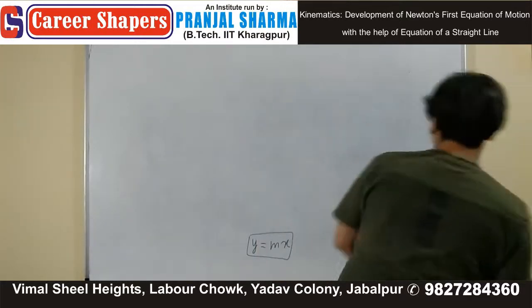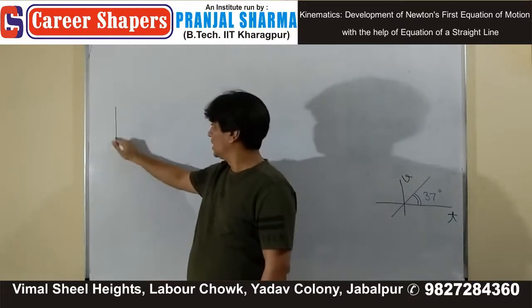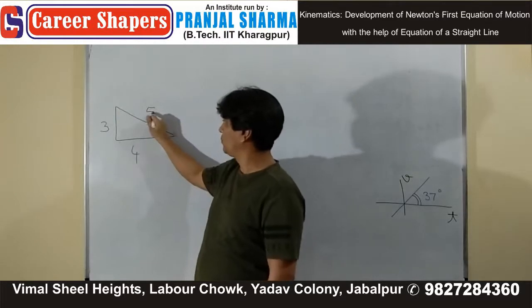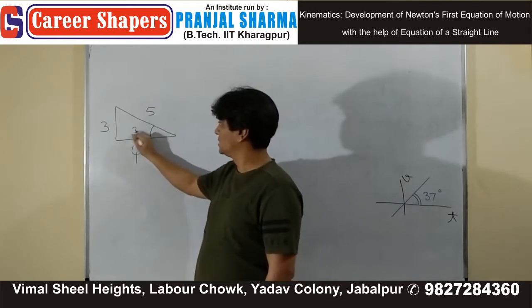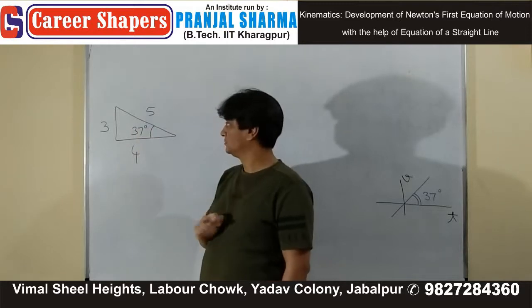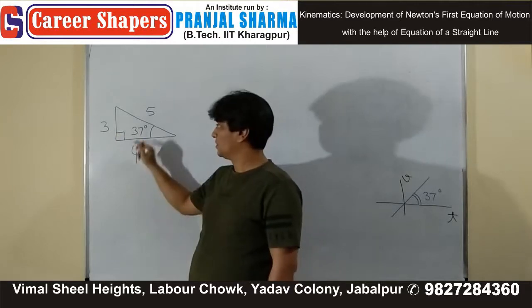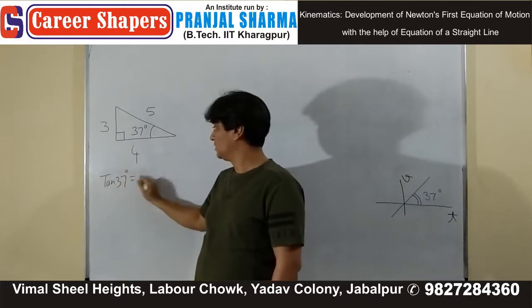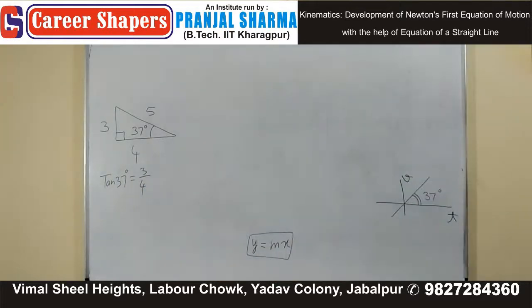And in case you don't remember what 37 is, for those who don't remember this, if you draw a right angle triangle of 3, 4, 5, these side lengths, then this angle is 37. This thing gives you tan 37 as 3/4. Now let's see how many of you can solve it.